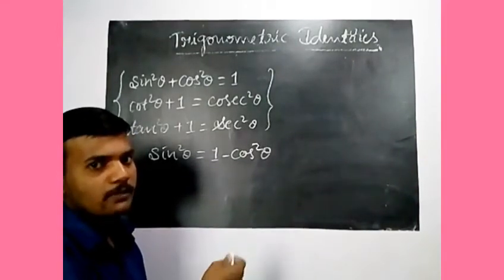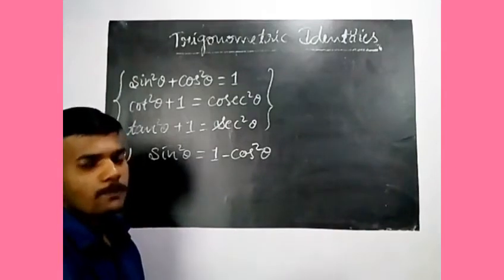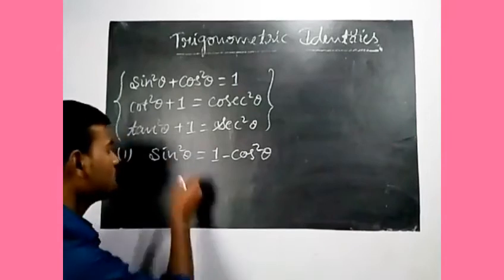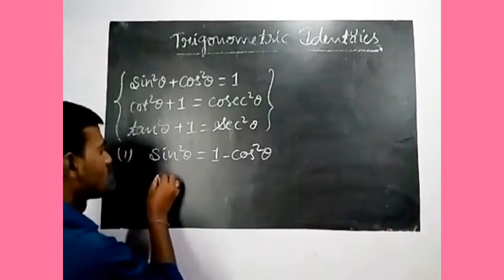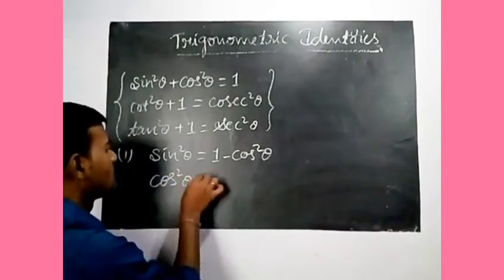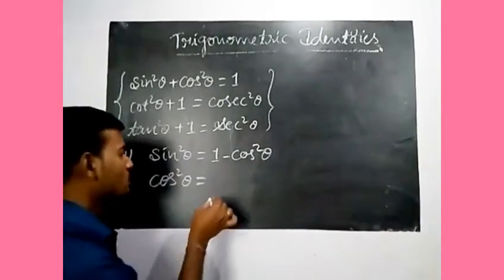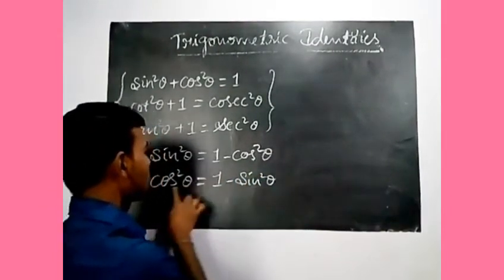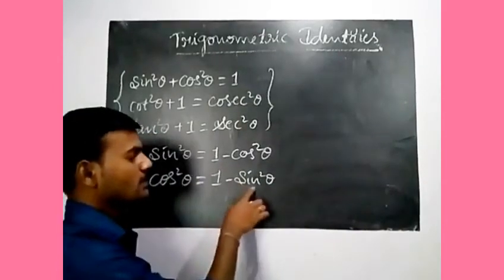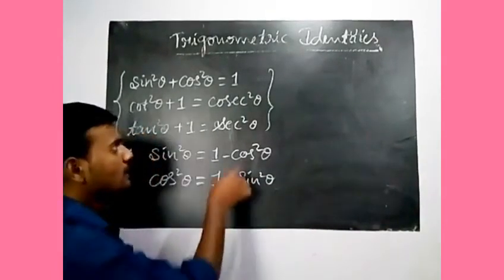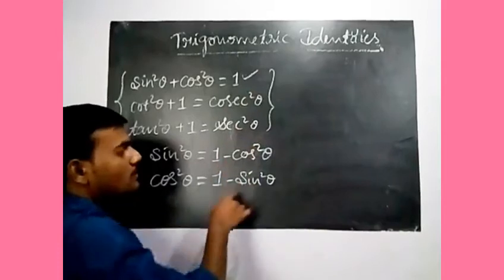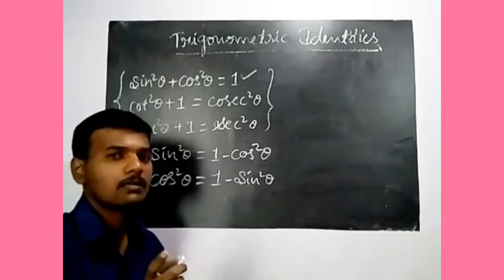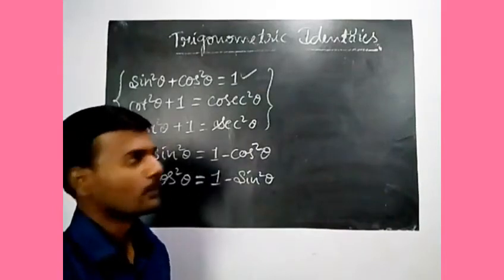Express the given trigonometric ratio in terms of another trigonometric ratio. Okay, so in terms of cos square theta, if we express this in terms of sin square theta, cos square theta can be expressed as 1 minus sin square theta. Okay. By using this, we can remember these. So the main fundamental identities you must remember.